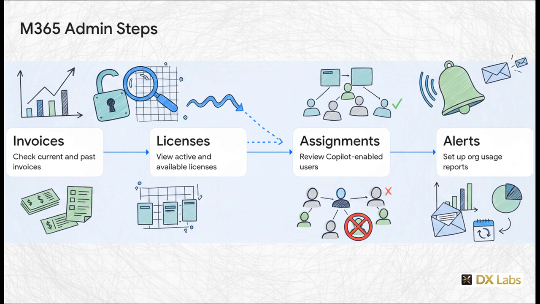Second, you view your active licenses to locate Microsoft 365 Copilot, specifically the pay-as-you-go version, and confirm how many are assigned versus available. Third, you review your active users to ensure only the intended groups have access, preventing unintentional expansion. And fourth, under org settings, you can actually set up high-level organizational usage reports to get regular email updates.